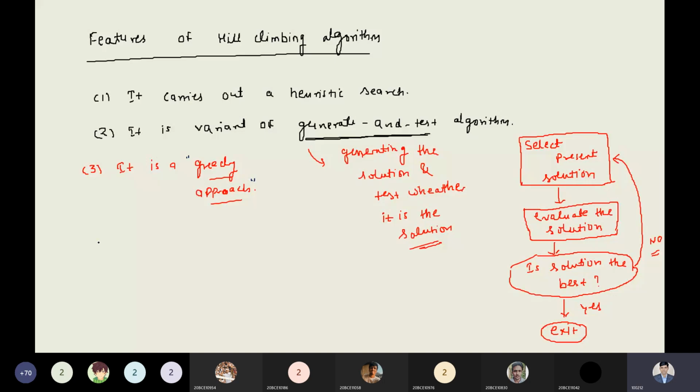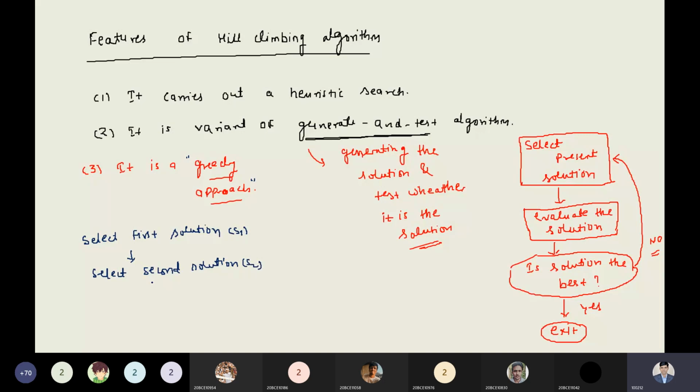So in the greedy approach, what have we done? Suppose we are selecting the first solution. Let me take an example. First solution, and I'm selecting another solution, the second solution. I am trying to solve my problem, so I'm getting multiple solutions. After selecting these two solutions, I will try to compare them. This is solution one, and this is solution two.